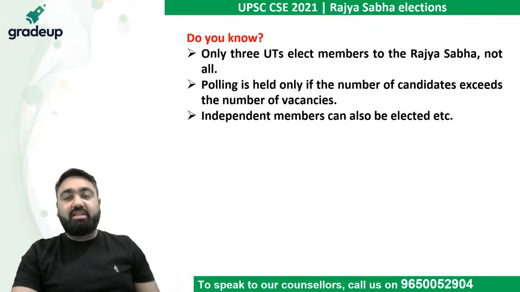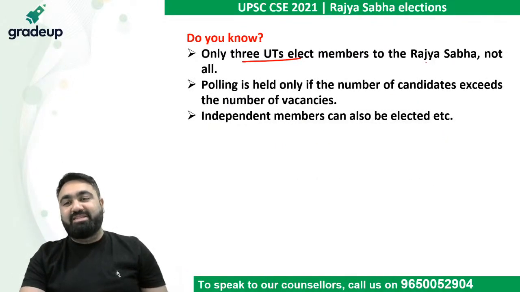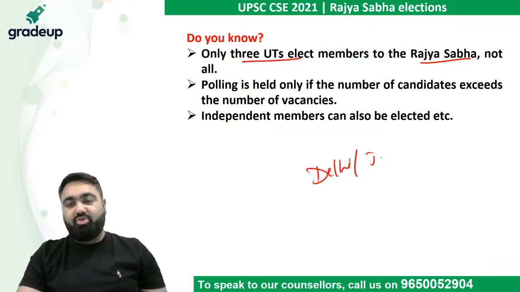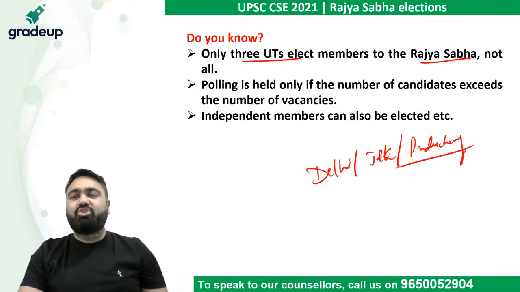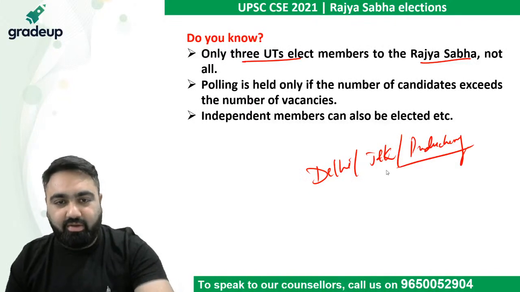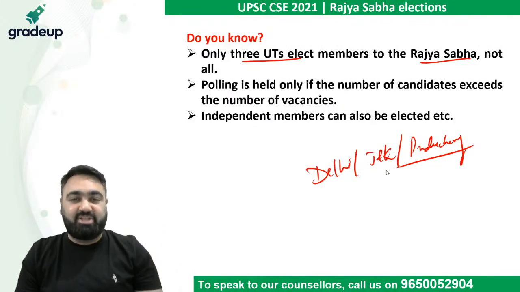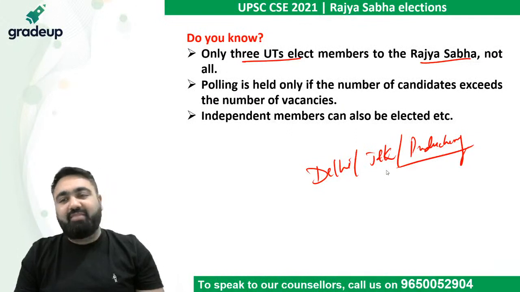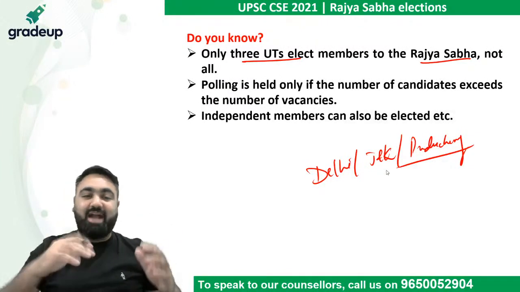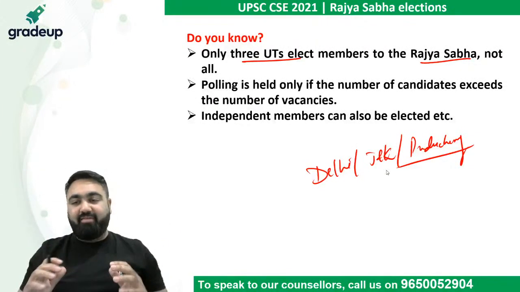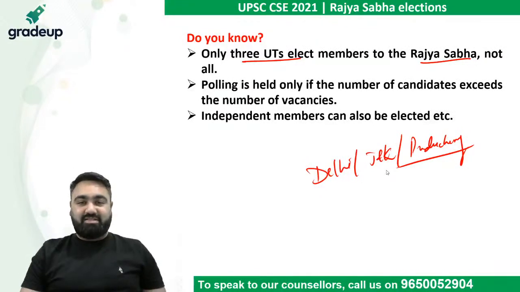Now, as you know, only three union territories have representation in the Rajya Sabha. That is Delhi, Jammu and Kashmir, and Puducherry. As you would know, the union territories which have a state legislature would be the only ones that would have any representation in the Rajya Sabha.